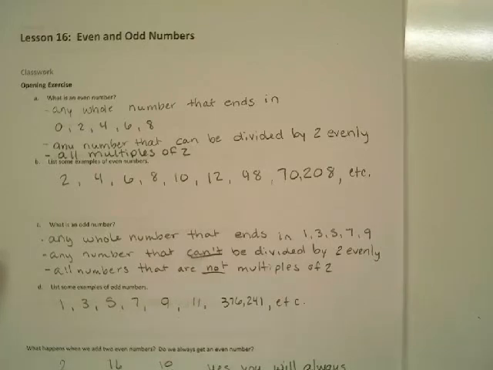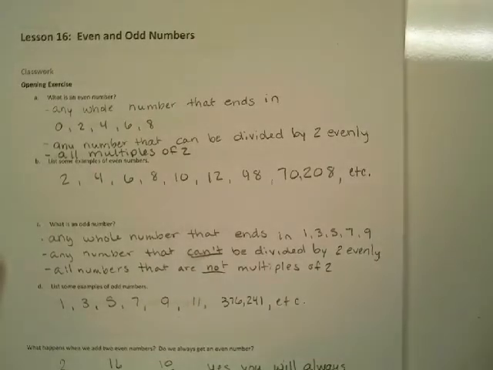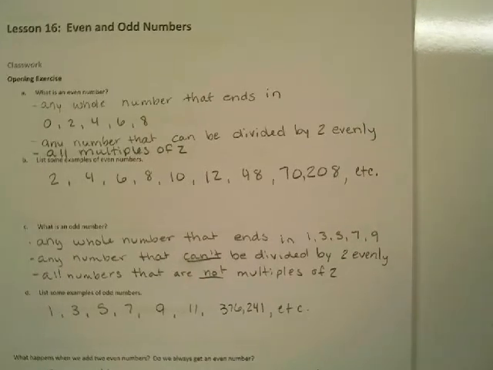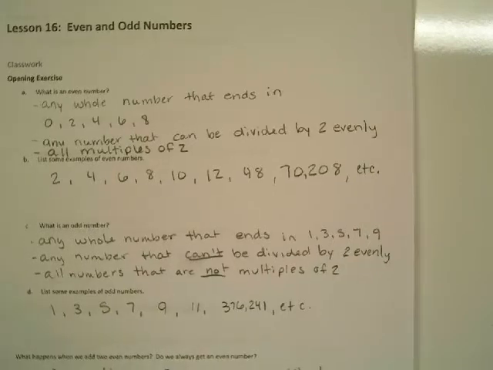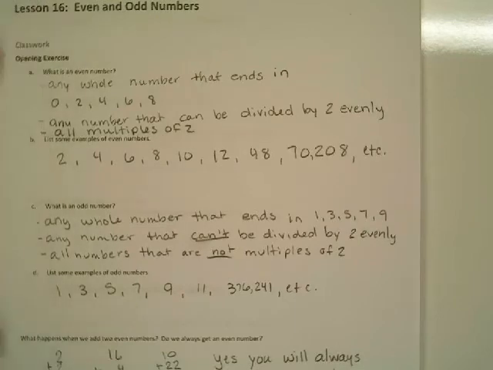Okay, so let's go over what you and your partner have discovered. You should have described an even number as any whole number that ends in 0, 2, 4, 6, or 8. It also can be described as any number that can be divided by 2 evenly, so no remainder or decimals, and all multiples of 2. So if you skip counted by 2s, any of those numbers will be even. Some examples are 2, 4, 6, 8, 10, 12, 48, 70,208, etc. So as long as you wrote a number that ends in one of those digits, 0, 2, 4, 6, or 8.